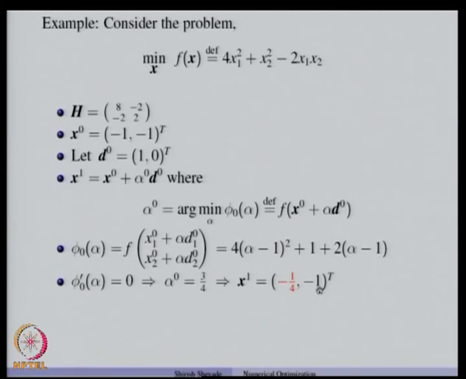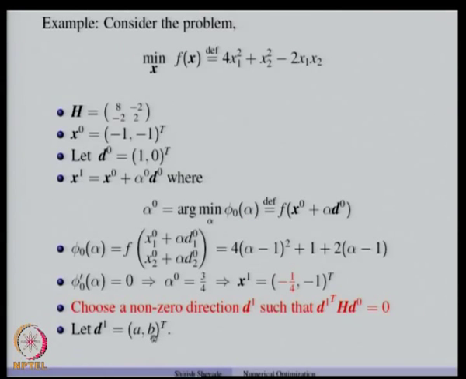So, after having found x1 which is minus 1 by 4, minus 1, our next step is to find out the direction d1. Now, unlike the previous case where we used the direction d1 along the x2 axis, we will use the direction d1 which will be H conjugate to d0, or in other words, d1 should be H orthogonal to d0, so it should satisfy d1 transpose H d0 equal to 0.